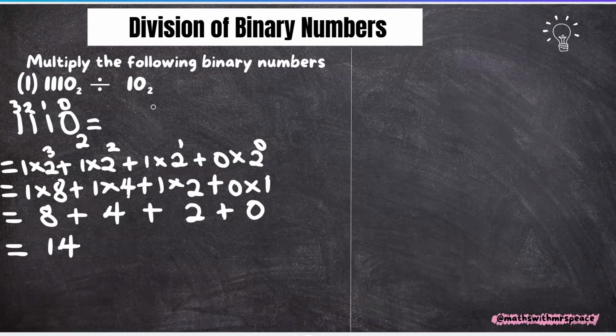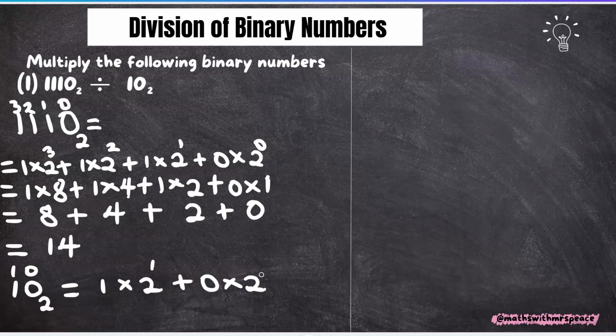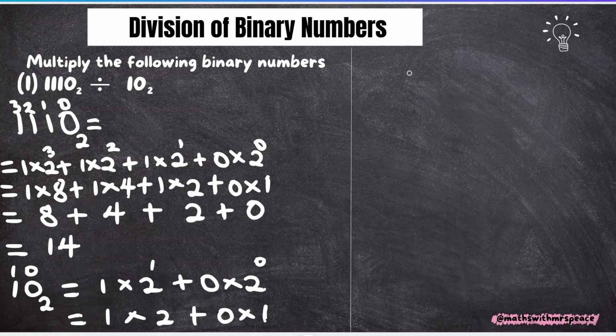We're going to do the same for the second number here, which is 10 in base 2. To indicate the powers, we have 0 and 1. To expand, this is going to be 1 times 2 raised to the power of 1 plus 0 times 2 raised to the power of 0. We work out the powers here. We have 1 times 2 raised to the power of 1 is 2, plus 0 times 1. Now let's multiply that. We're going to get 2 plus 0, which is equal to 2.